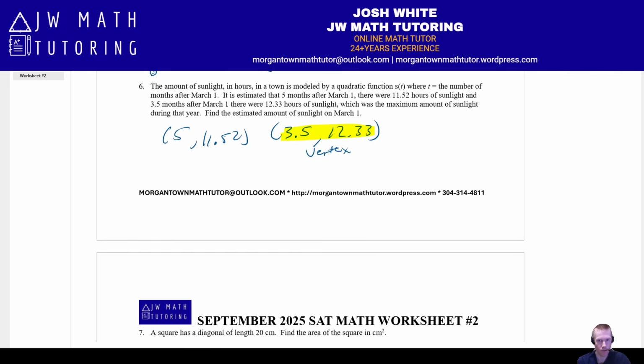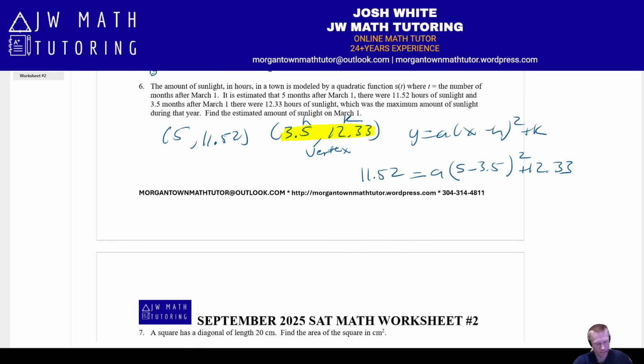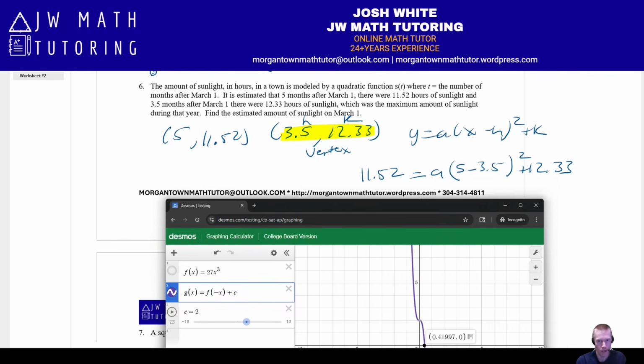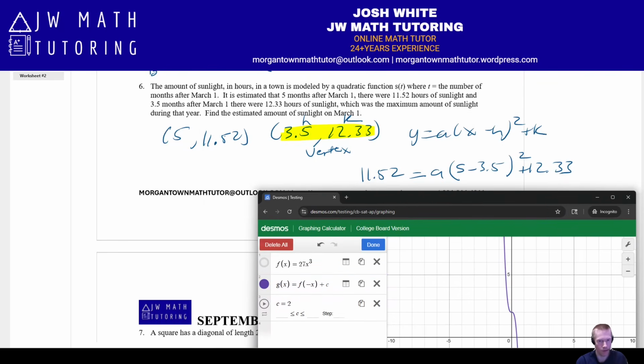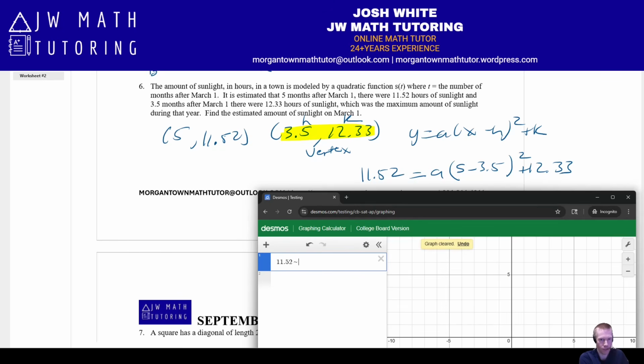All right, so with all that being said, we've got y equals a times (x minus h) squared plus k. I will show you, of course, how to do this entirely in Desmos afterwards, but if you're going to start to set it up by hand, this is my h and this is my k. So we've got (5 minus 3.5) squared times a, k is the 12.33, my y value is 11.52, and my x value is 5. Now I would go to Desmos and type this in as a regression. Again, I wouldn't bother solving this by hand or doing the actual calculations out.